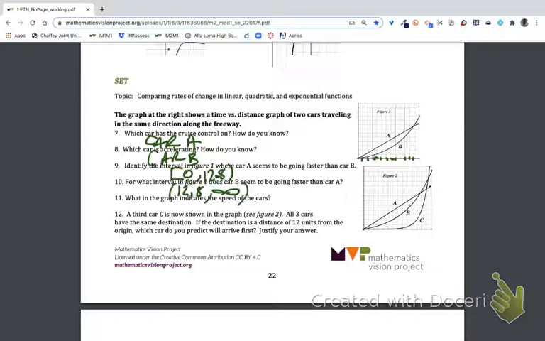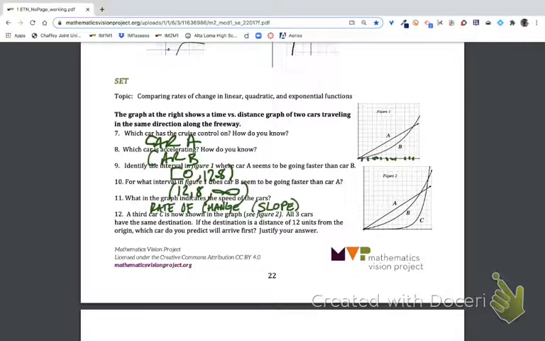For number 11, what in the graph indicates the speed of the cars? The speed of the cars is indicated by the rate of change. And you've probably heard this referred to as slope.